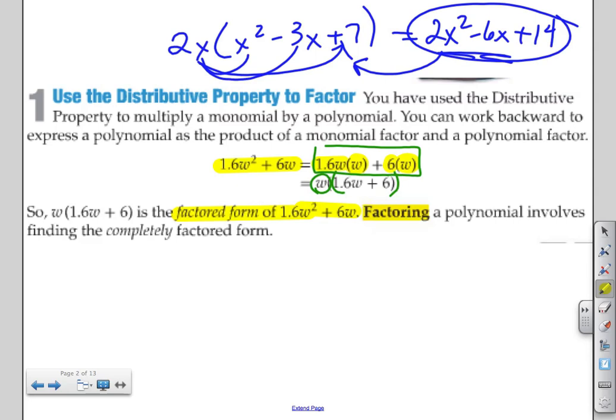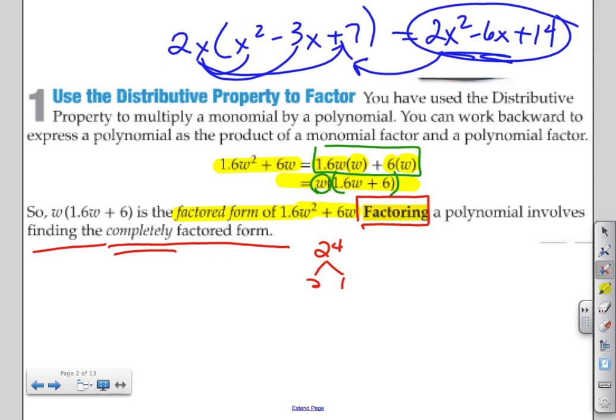That is known as the factored form of 1.6w squared plus 6w. So this is the factored form, okay? This right here. So factoring, here's the definition for factoring: factoring a polynomial means finding the completely factored form. You remember factoring, right? Factor 24: 2 times 12, 2 times 6, 2 times 3, that's 2 times 2 times 2 times 3. That's a completely factored form. We're going to do basically the same thing with these polynomials.